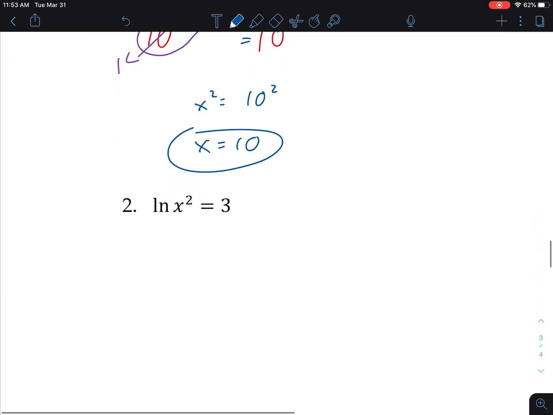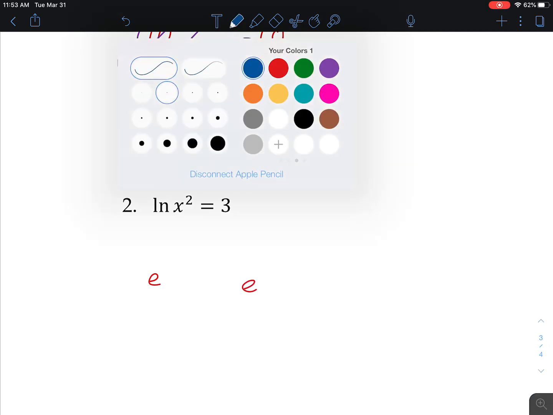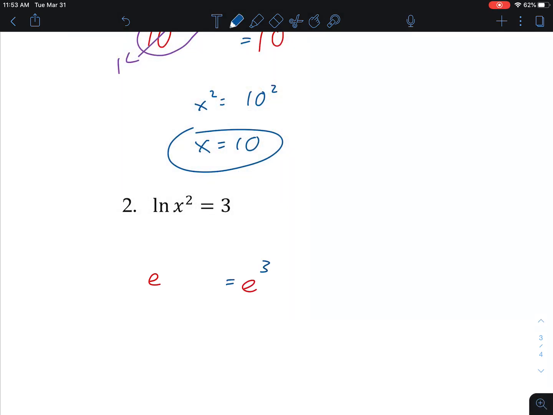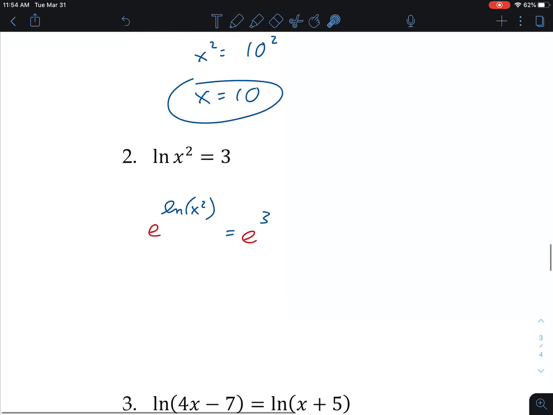Okay, let's do another one, a little bit weird. See here, ln. There's no base there because the base is e. What do I do with that e? Well, I make that the base of what's written up there. So ln is the base of this, or e is the base of this. So I put my e there, and I'm making this the exponent of the base e.